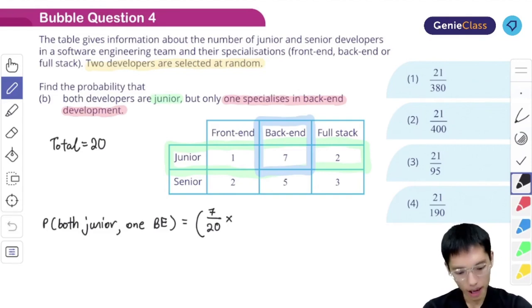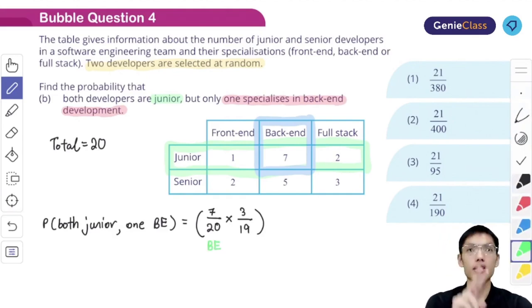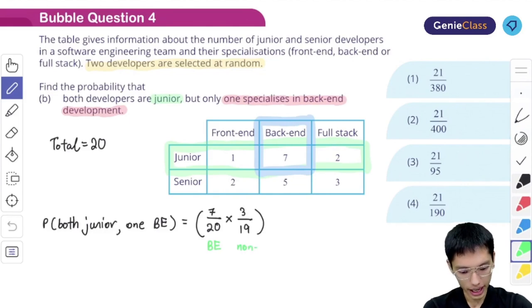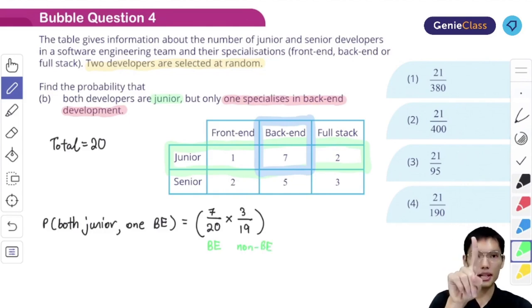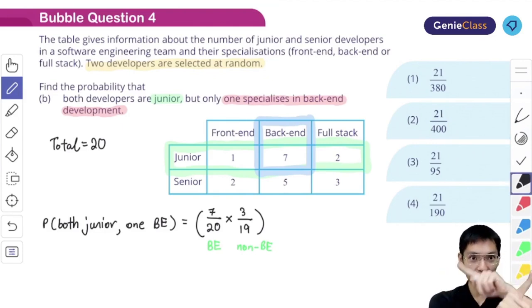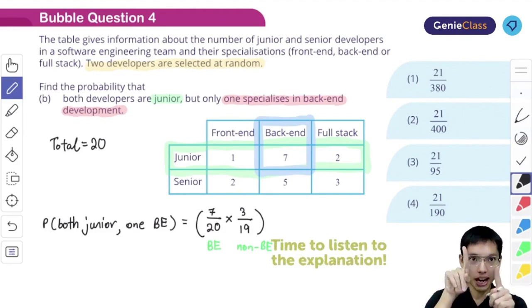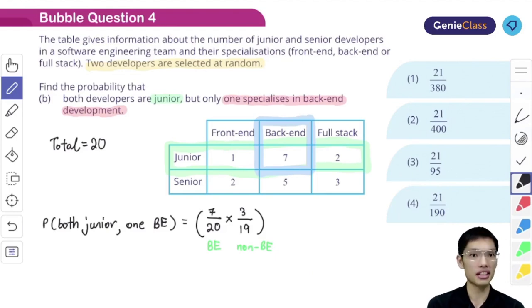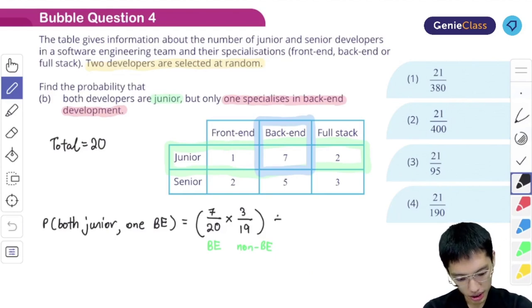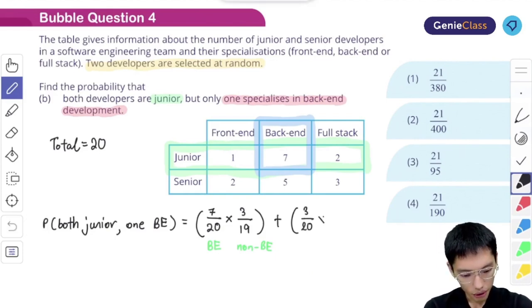Multiply by, take note, 3 over 19. Now why 3? Because the first one is the backend, the second one is the non-backend, because I'm selecting 2. So one of them has to be backend, the other one is not. But some of y'all, you realize, is there another situation that can occur? So you always have to ask yourself, if I flip my event the other way around, is it a repeat? In this case, I select a non-backend one first, followed by my backend.